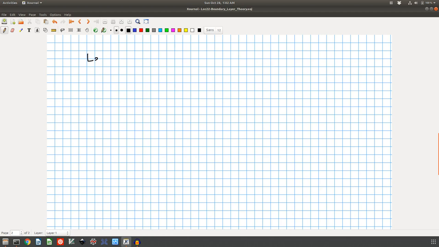This is lecture 22, boundary layer theory. So the reading that goes with today is in Dean 9.3 to 9.5, chapter 9, section 3 to section 5.